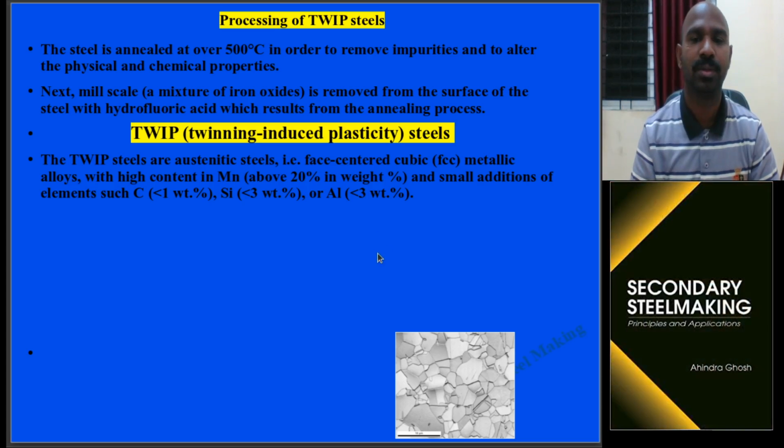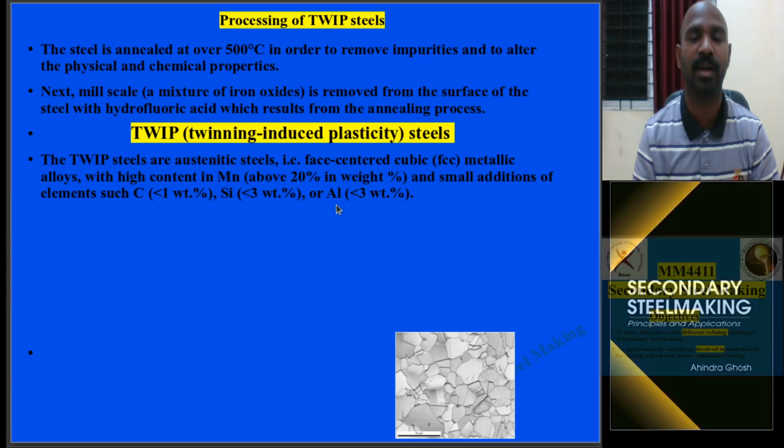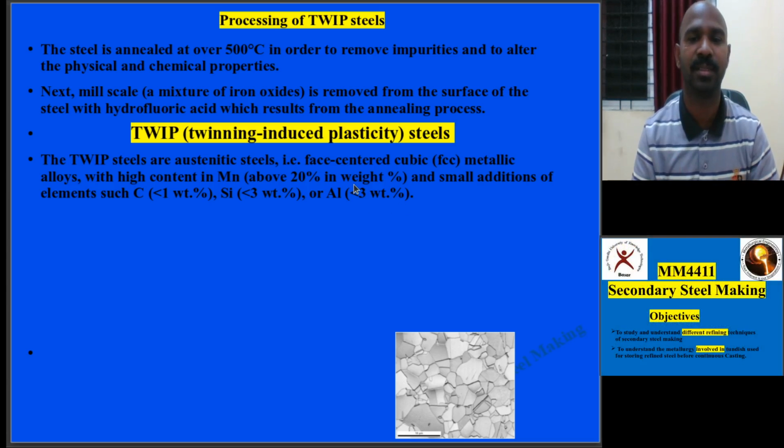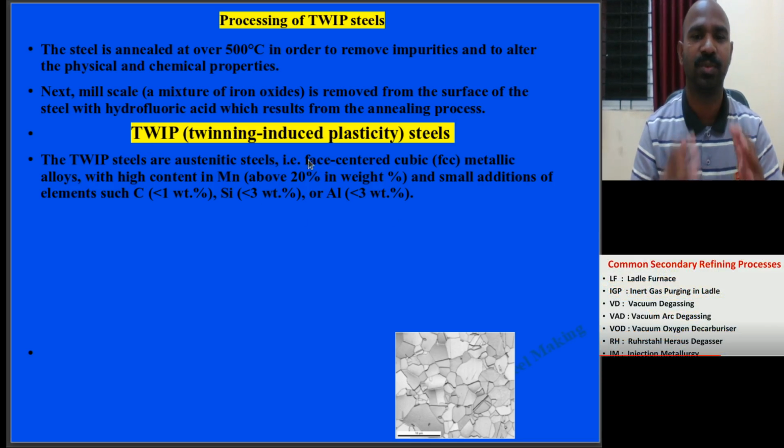This is one more reason, and there are some amounts of alloying additions such as carbon, silicon, aluminium. Because of this aluminium addition, less than 3 weight percentage, the stacking fault energy is increased for the TWIP steel, so that the twins are the mainly dominant mechanism.